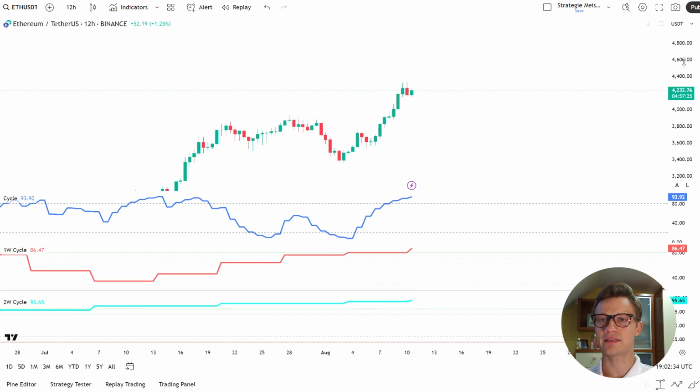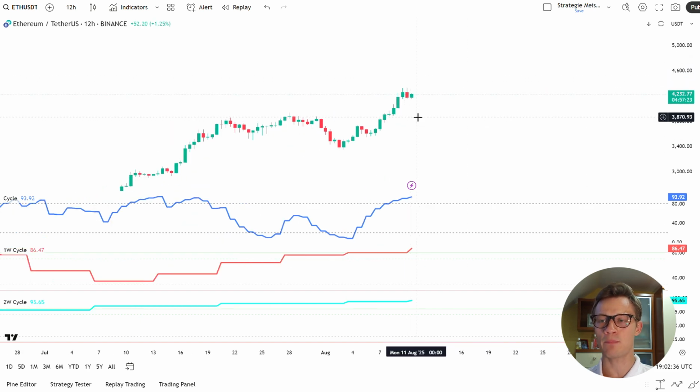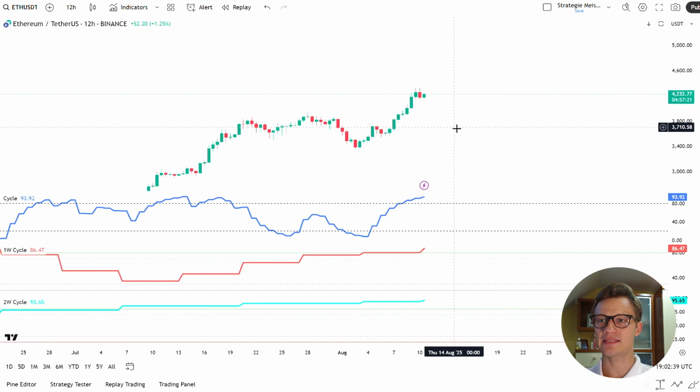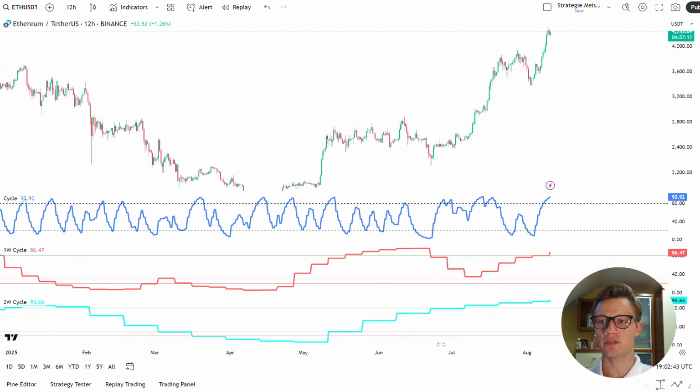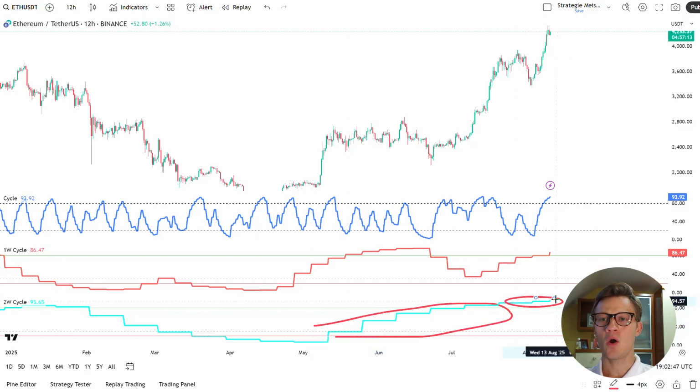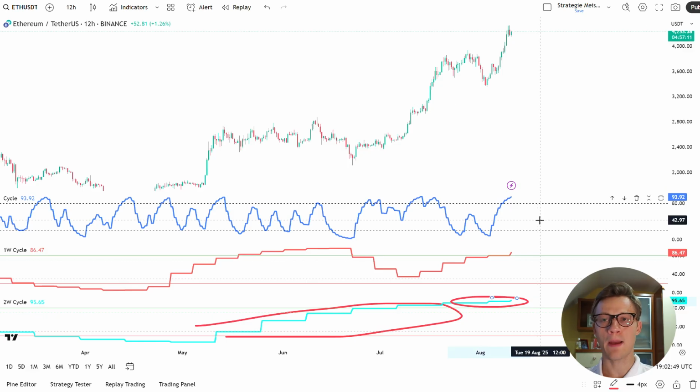When I start analyzing the token, I first take a look at the bigger picture. Where are we in the cycle? Now, I can see that the 2-week cycle, which is actually showing the long-term development of the token, we are already at the very top. We still have room to grow. Maybe in order to know this, we have to go to smaller time frames. But for now, I understand that we are actually at the end of our bullish trend.